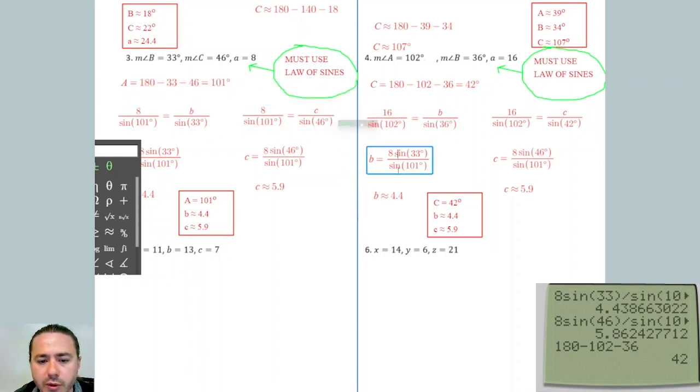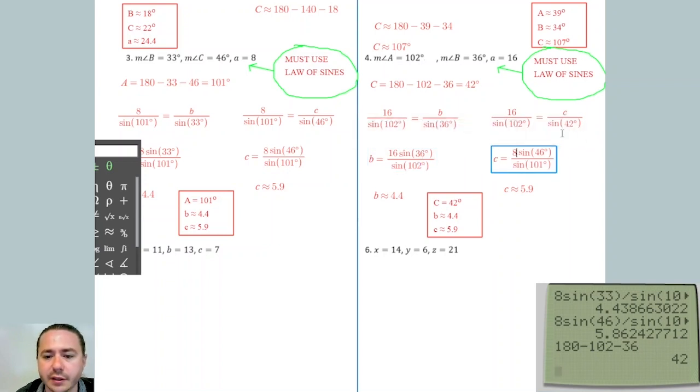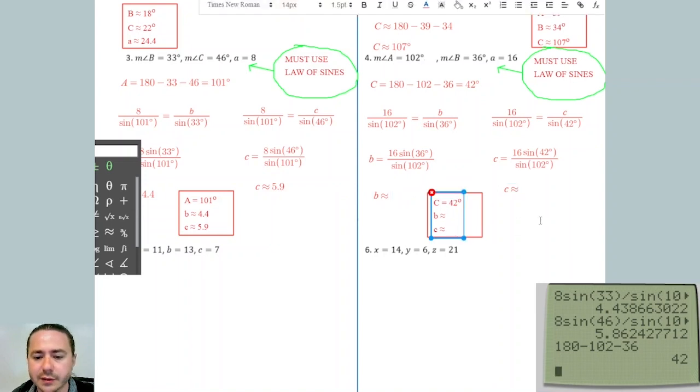Okay, so side B should be 16 times the sine of 36 divided by the sine of 102. And then side C would be 16 times the sine of 42 divided by the sine of 102. So here we go. We're getting ready to solve these. Let's go ahead and type these in, and then we will finalize this problem.